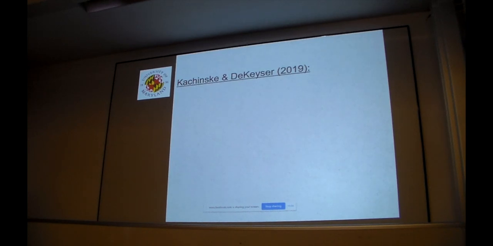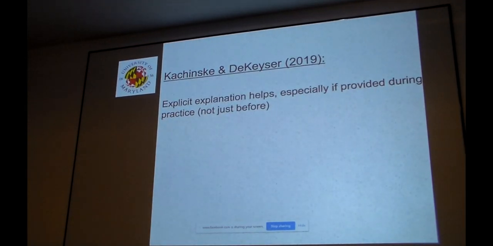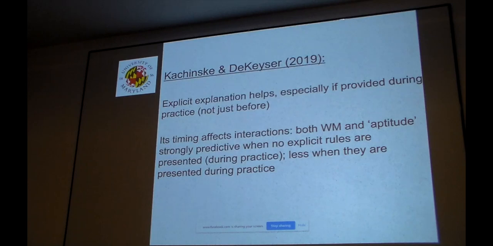Kaczynski and DeKeyser, this was about explicit explanation provided during or before training or both. And what this shows was that timing affected interactions in the sense that both working memory and aptitude were strongly predictive when no explicit rules were presented during practice and less when they were presented during practice. So presenting them during practice had a facilitative effect that lowered the role of aptitude, which is a typical finding in ATI research.